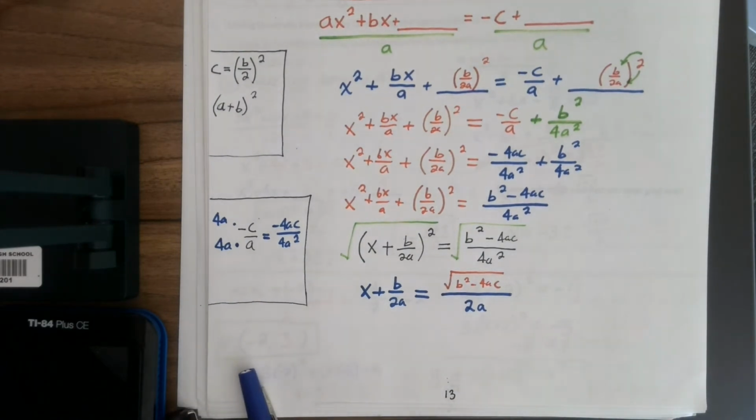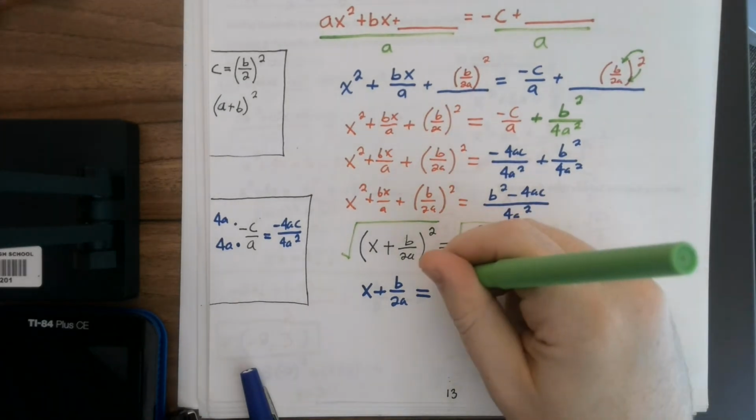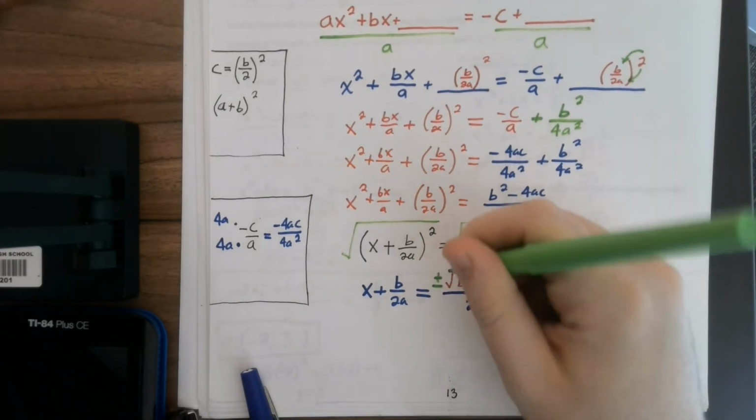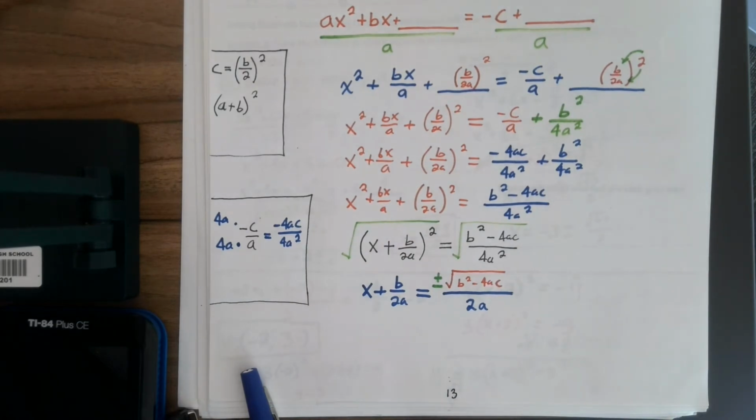Ooh, we're getting close now. And don't forget, anytime you take the square root, you must get a positive and a negative answer. So it's positive and negative, our answer.